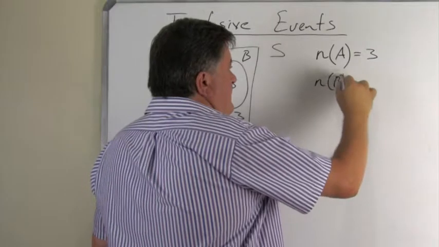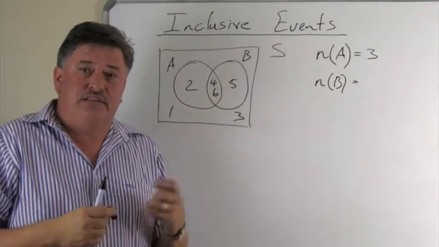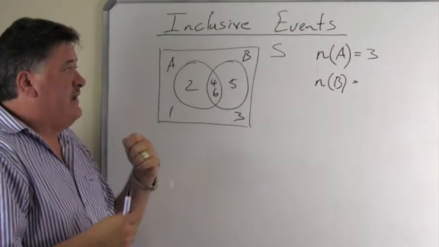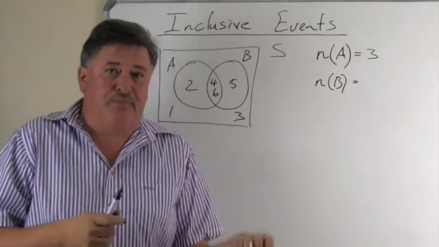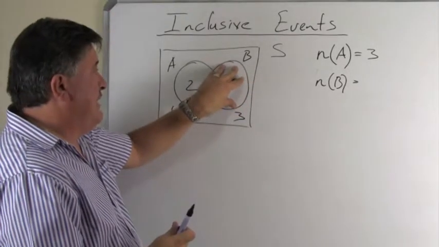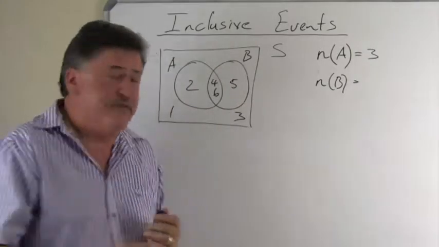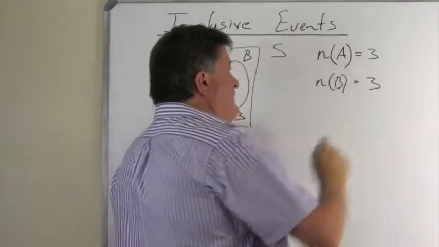The second question is, what is the n of B? The same as the n of A, how many outcomes in event B? So you don't care about any other outcomes than B only. And that is 4, 5, 6. And there are, of course, 3 of them. We just want to know how many.